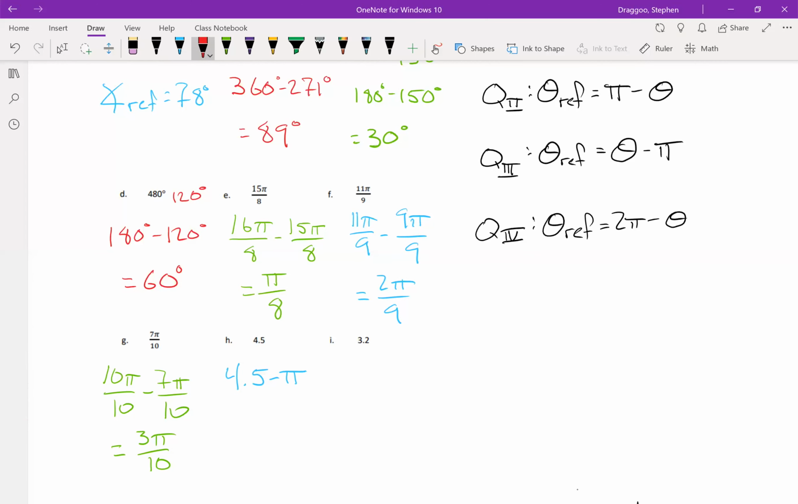Now an angle of 3.2 radians is just a little bit more than 3.14, so it's a little bit bigger than pi, meaning that this is also in that third quadrant. So I'll use 3.2 minus pi again. And that is an exact answer.